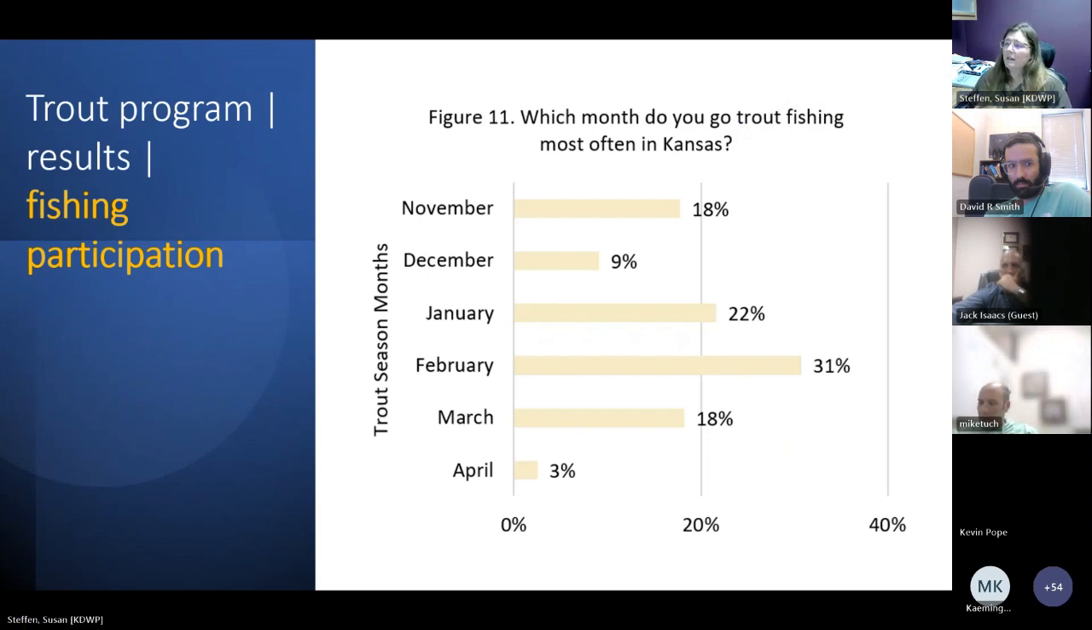People go trout fishing in Kansas most often in February, 31% said that. It is worthy to note that most of our interviews did occur in February, but we did have quite a bit of showing in the other months. So I do feel good that this is accurate. And you can see our trout season is quite long, 6 months.